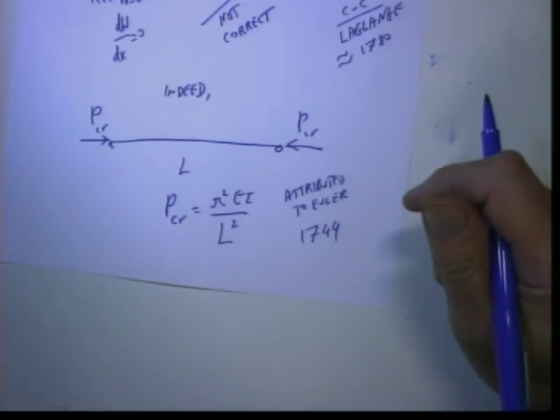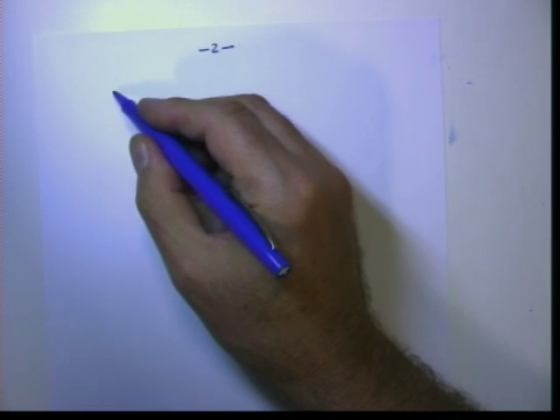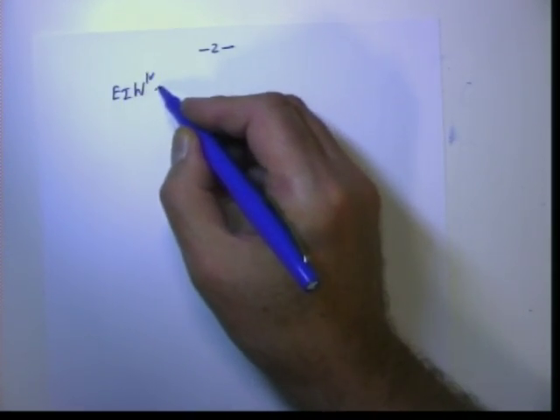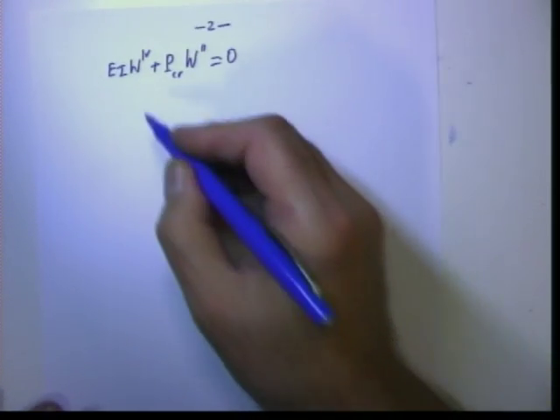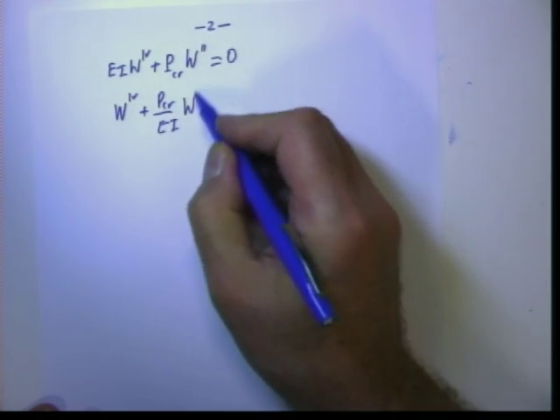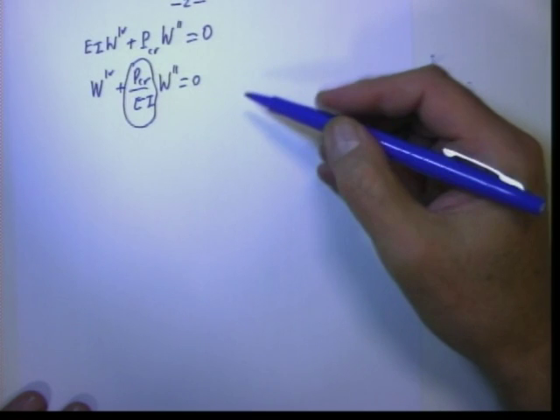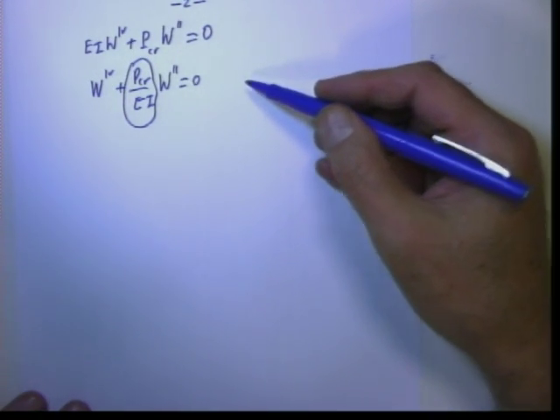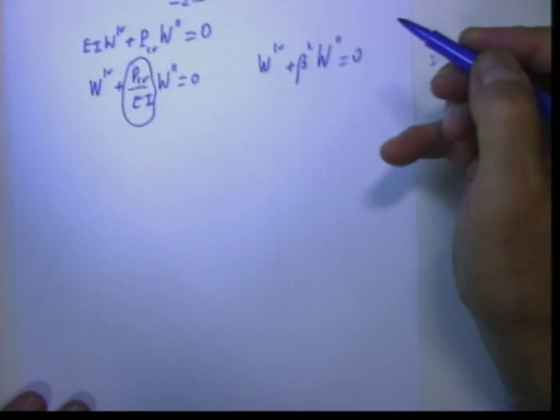So we will solve this problem at the request of students. So we have EI W fourth derivative plus P critical W second derivative equals 0. So we wrote, I think, W fourth derivative plus P critical over EI W second derivative equals 0. And how did we denote this quantity? I don't remember. Alpha squared or K squared, or how was it? Beta, okay. So W fourth derivative plus beta squared W second derivative equals 0.